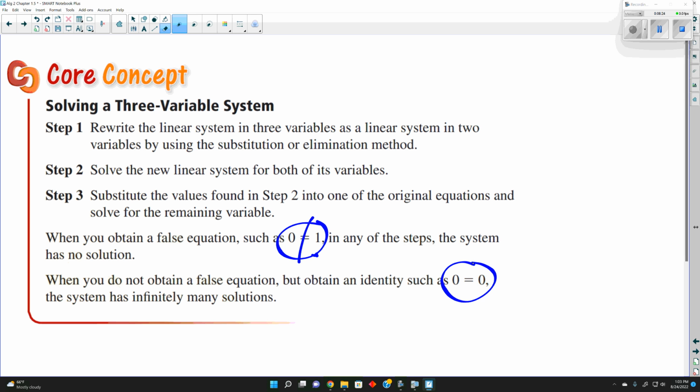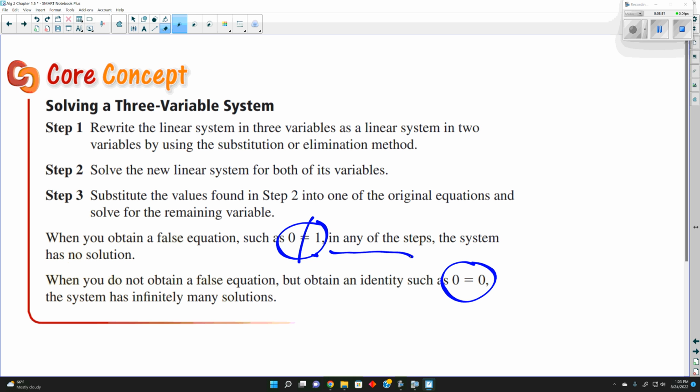Now, again, it doesn't say at any step, in any of the steps, this is the case. In any step where we get a false statement, it is no solution, we are done. If we get a true statement at one of the steps before the end, we need to go on and finish. Because it could work out that on one of the steps we do get a true statement, 0 equals 0. We do the other one, we get a false statement.